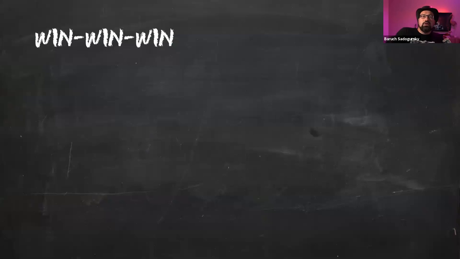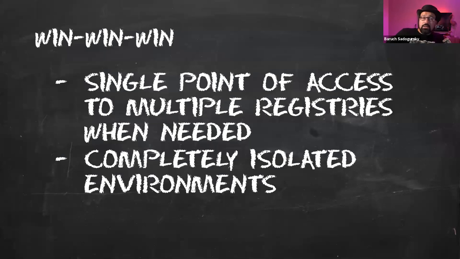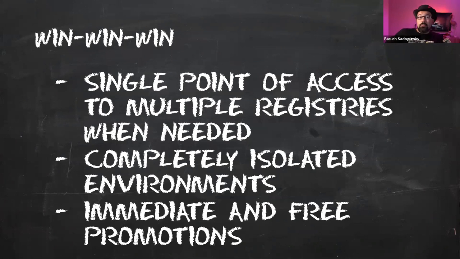So we actually have a three-sided win-win-win situation here. From one side, we have a single point of access to multiple registries when needed, and that's the virtual registry that you can access very conveniently. From the other side, those are completely isolated environments, and this is how your production servers won't even know that other registries exist. And from the third side, you have the immediate and free promotion that guarantees that whenever your Docker image is ready for the next step, the promotion will be just making it appear in the other registry without even moving any images underneath, right?